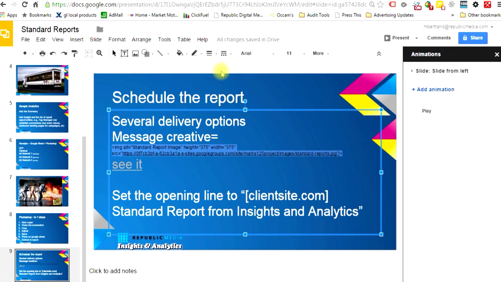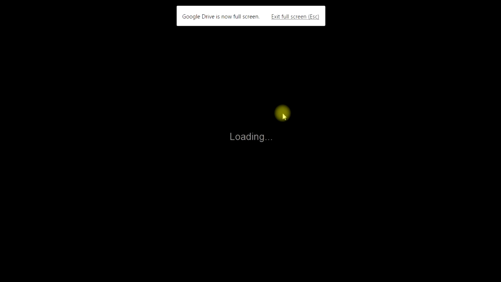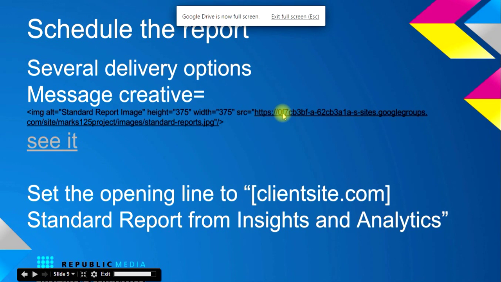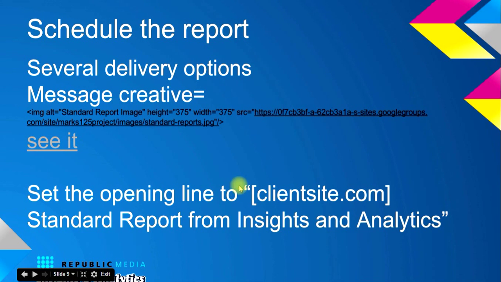Okay, while that's publishing, let's go see how we're doing on this. So set the opening line to, yep, we did that, clientsite.com. We put standard report from Insights and Analytics. And you want to see what that monthly report image looks like? We'll show it to you real quick. This is what we're going to embed.